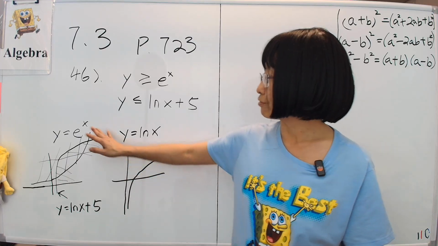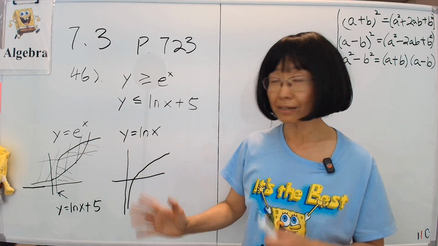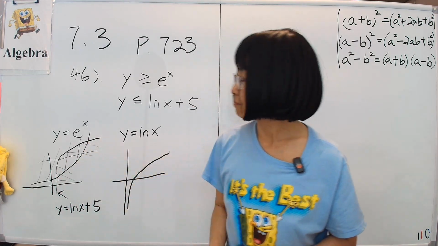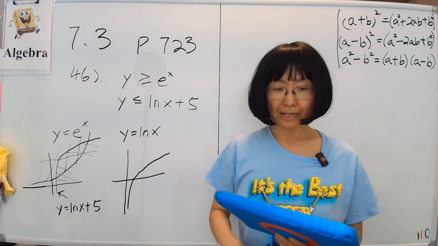But if you type these two graphs into the decimals calculator, it will give you a more precise graph, but it should look something like this. Okay, that should be the proper answer. All right, so next.